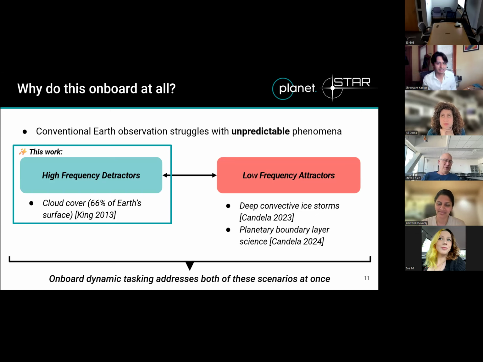Just as a side comment, even for a low frequency rare attractor, if you have the right data set, you could actually have a lot of data. For example, if you chose a low frequency attractor and had a geo data set, just because a very small percentage of the Earth is having a deep convective ice storm, if you're looking at the whole planetary disk, like a weather satellite, you could get a fair amount of data.